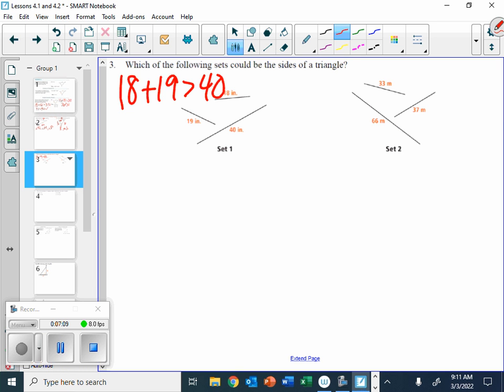Alright, what is 18 plus 19? 37. Is 37 greater than 40? No. So because of that, this does not create a triangle. 37 is not greater than 40, so no triangle. Alright, very quickly, I want you to do the next one. So take your two smaller sides, add them together. If it's greater than the larger, it's a triangle.